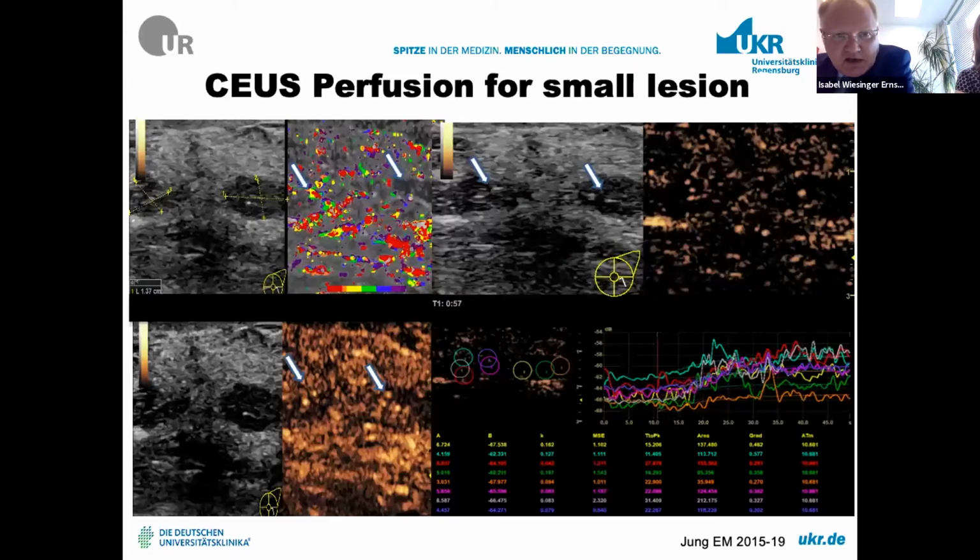Next step, characterization of small lesions. From B mode alone, also from the elastography, it is often so difficult to find a final decision between a benign or malignant lesion at a maximum size of 10 millimeters.